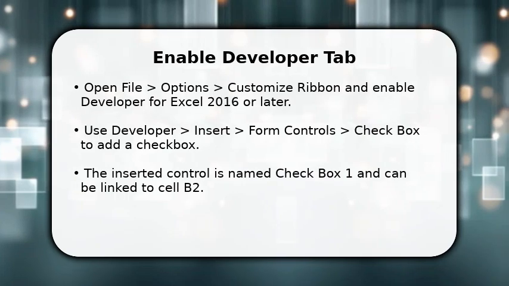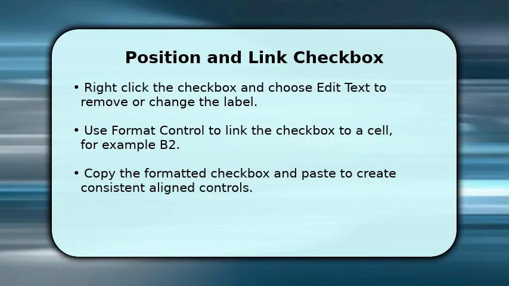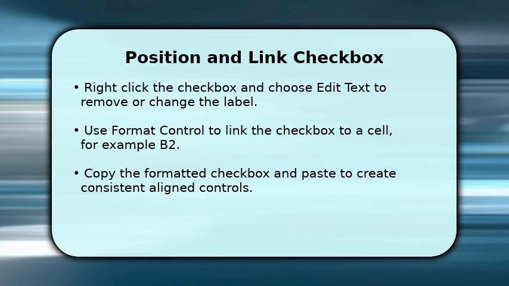After inserting, right-click the control and choose Edit Text to change the label. Delete the text if you want only the box visible on the sheet. Use right-click, then Format Control to open the dialog and enter a linked cell such as B2. The linked cell shows TRUE when checked and FALSE when unchecked.